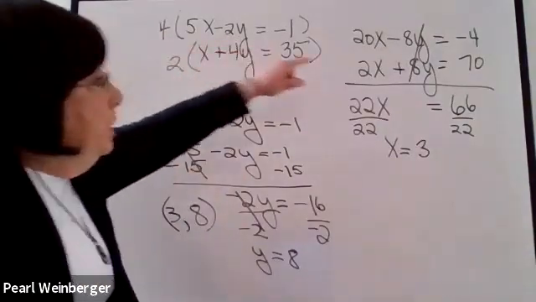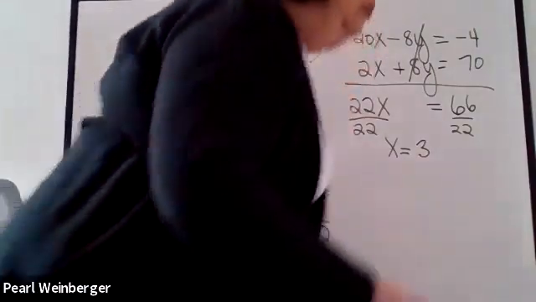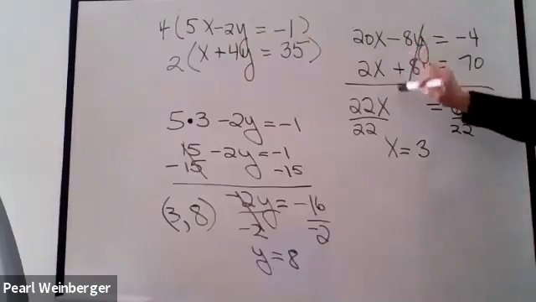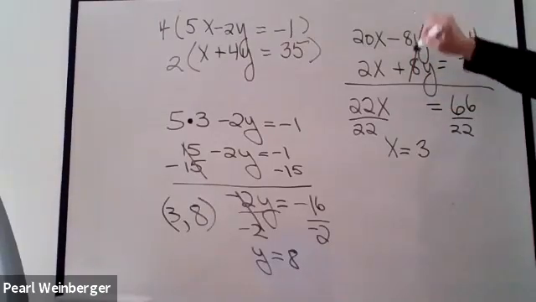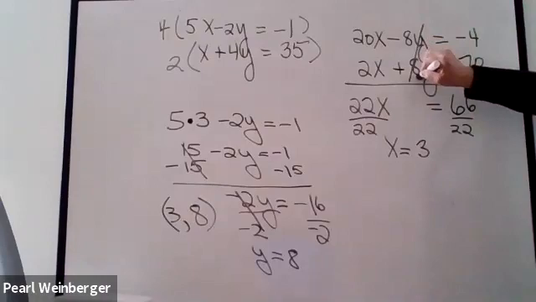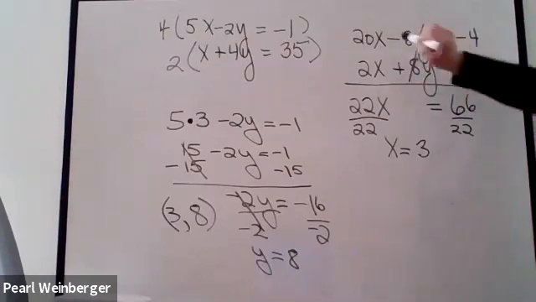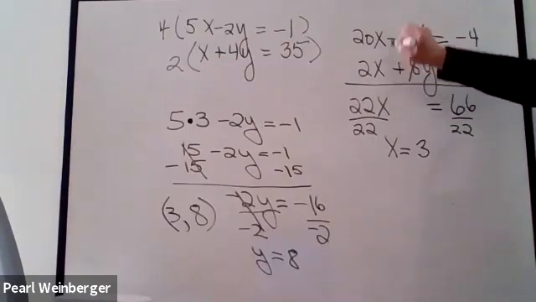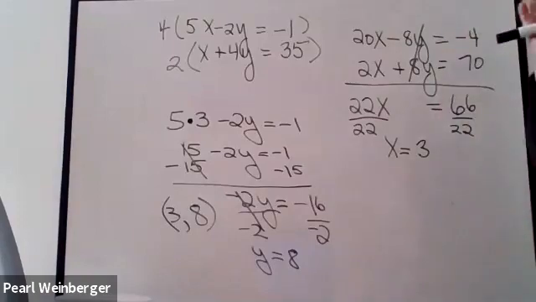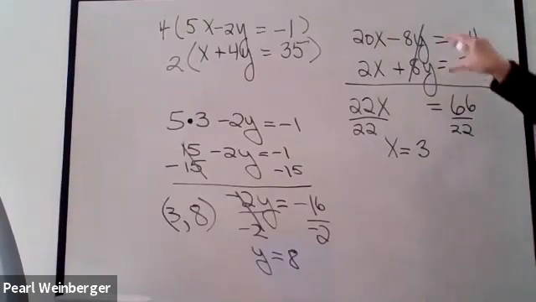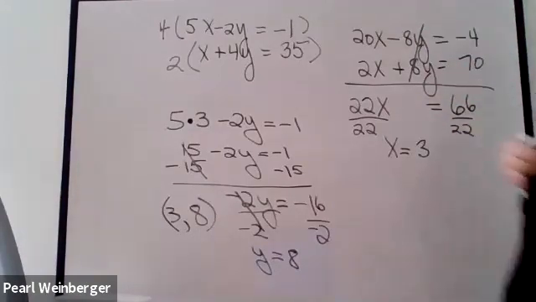The whole point is that eventually, after you've done that multiplication, the coefficients of that variable that you decided you wanted to get rid of should have the same number in front of them, but one should be positive and one should be negative. Because then when you add those two equations together, you will eliminate that variable.